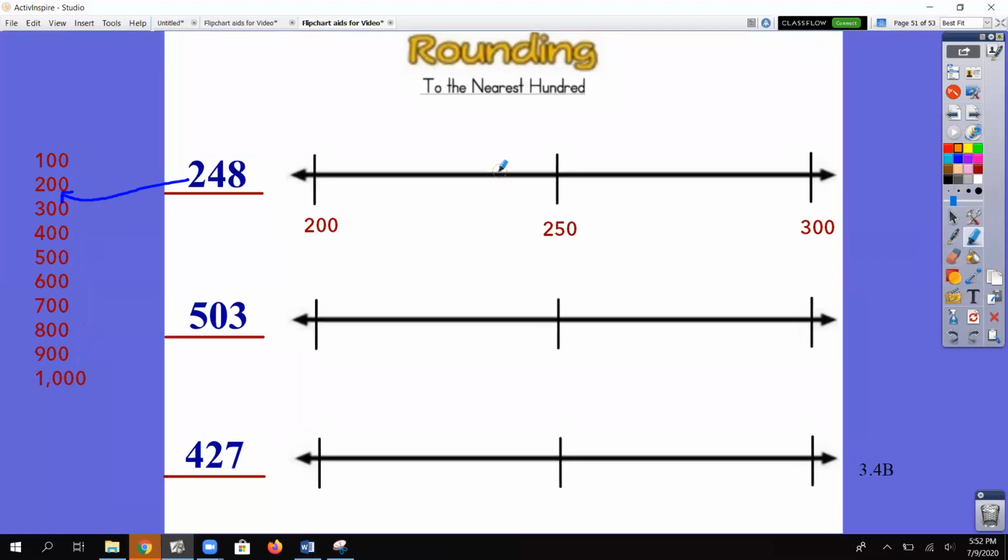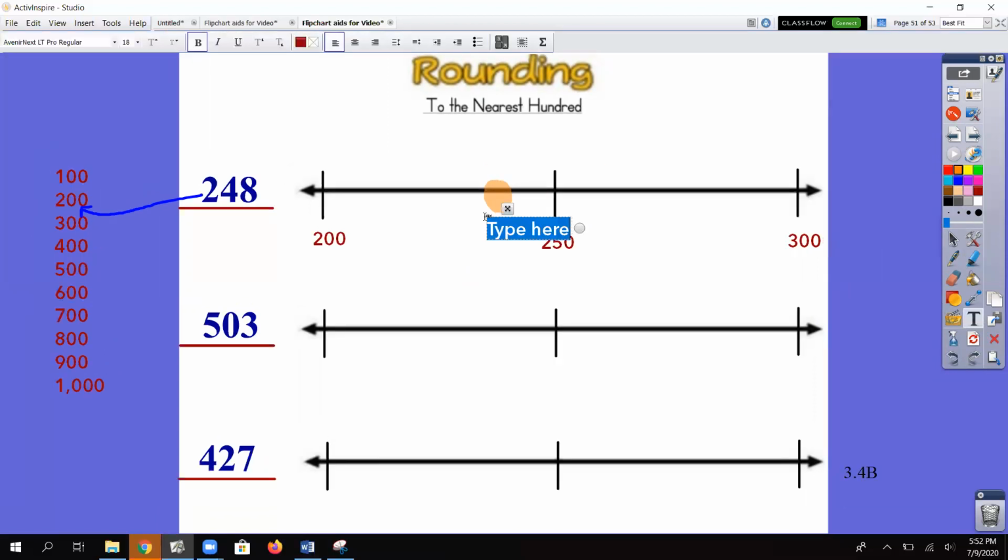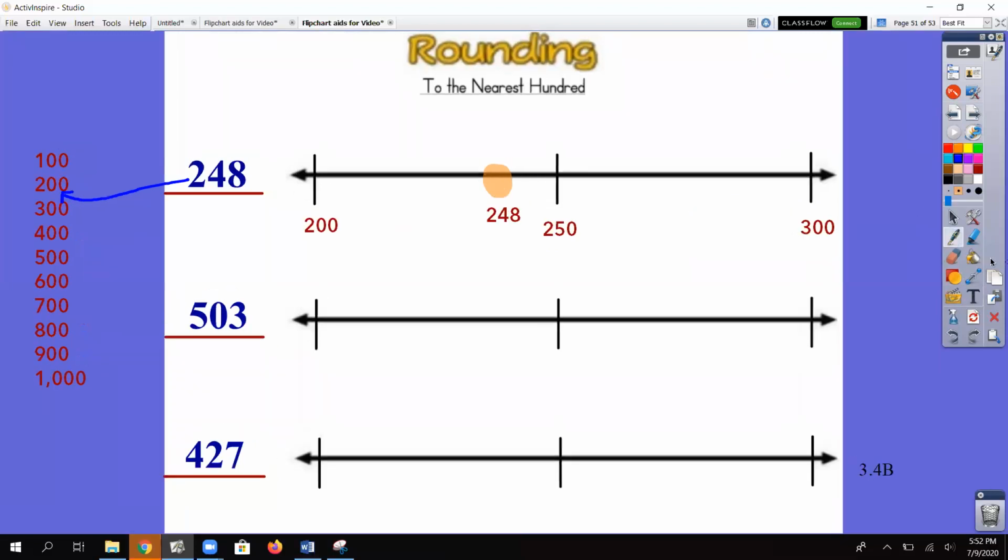Now we have to decide where it is going to fall on this number line, before the midpoint or after. That's right, right here, 248 will be about right there. Very close to right before it, 248. Has it passed the midpoint? Nope, it sure hasn't. Okay, so we have to go right here. It's going to round to 200. It's almost to the midpoint, but it's not yet.